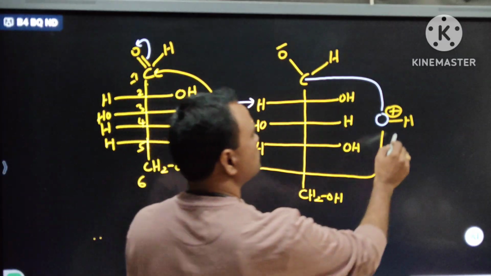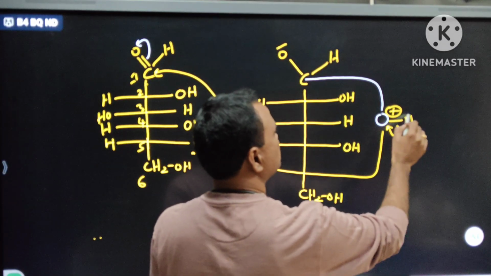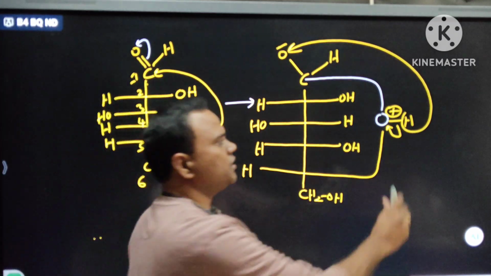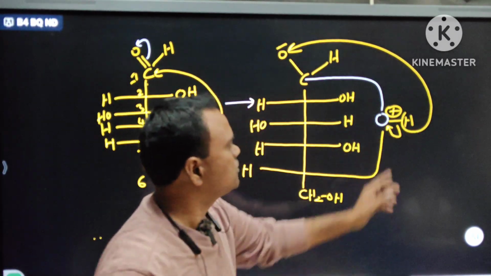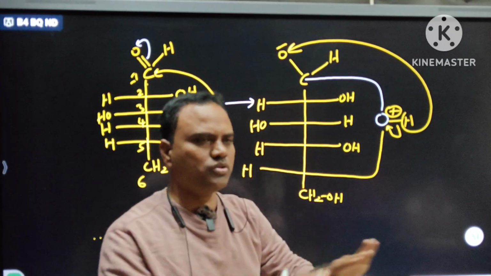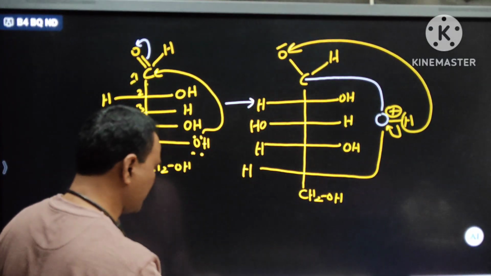Unstable. So this hydrogen will shift. This hydrogen will shift towards the oxygen. At that time, this carbon-oxygen-hydrogen bond shifts to the oxygen, and the positive charge will be nullified. So I am writing it directly.